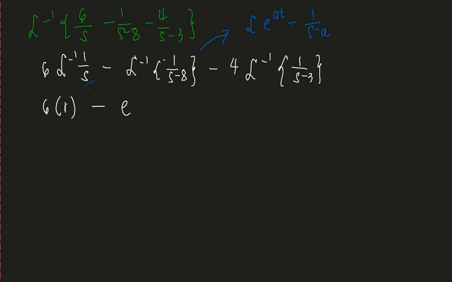e raised to 8t minus, so we have 4 here, so automatic this is equal to e raised to 3t. So our final answer will be 6 minus e raised to 8t minus 4 e raised to 3t. This now will be our final answer.